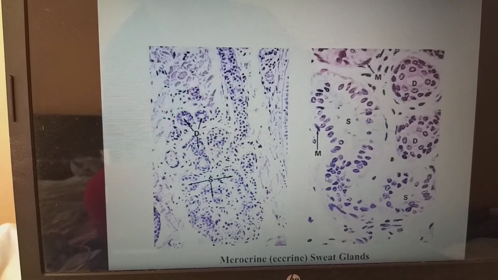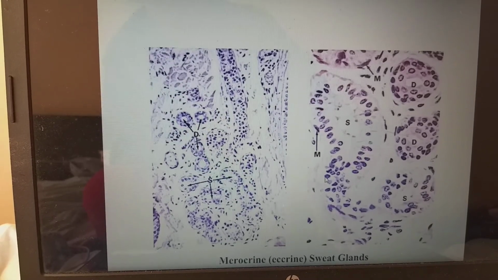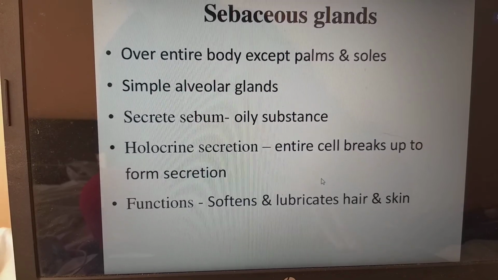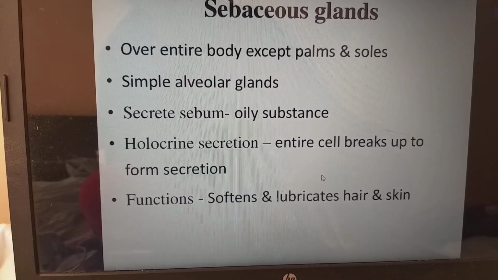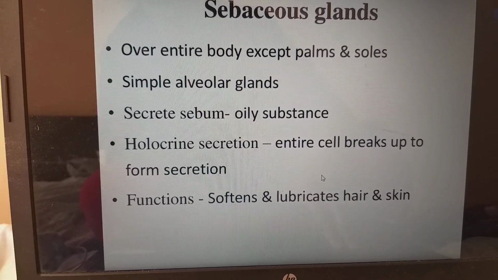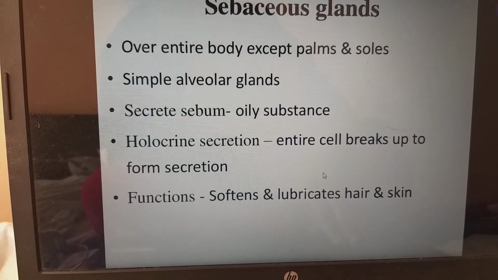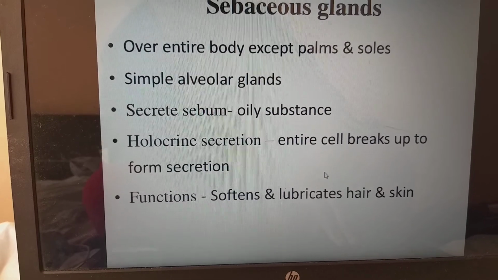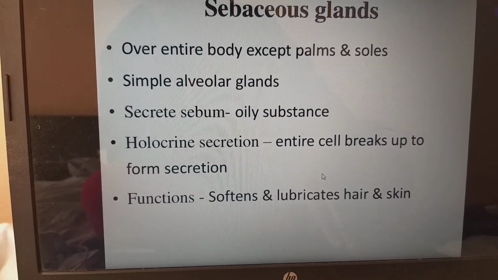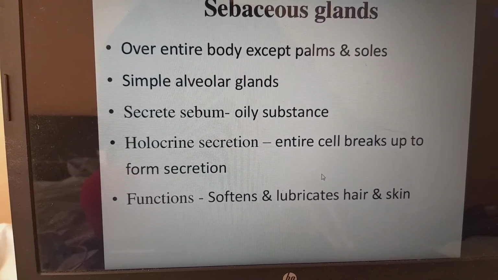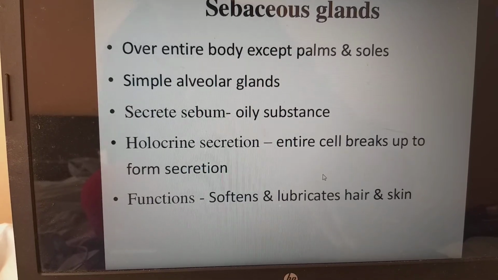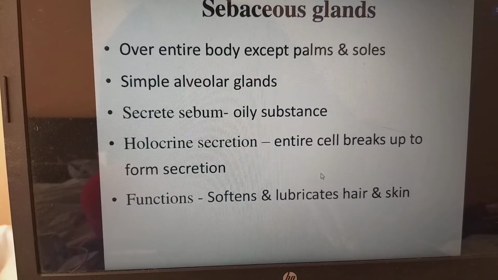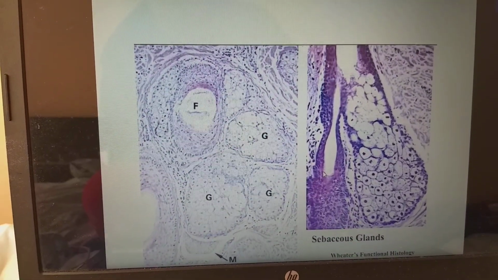are very numerous in number. These are present all over the skin. Sebaceous glands are over the entire body except the palms and soles. These simple alveolar glands secrete sebum, which is an oily substance. These are holocrine secretions: the entire cell breaks up to form the secretion. Functions are to soften and lubricate the hair and skin. Because of the sebaceous glands only, our hair and skin glow. So this is the picture of a sebaceous gland.